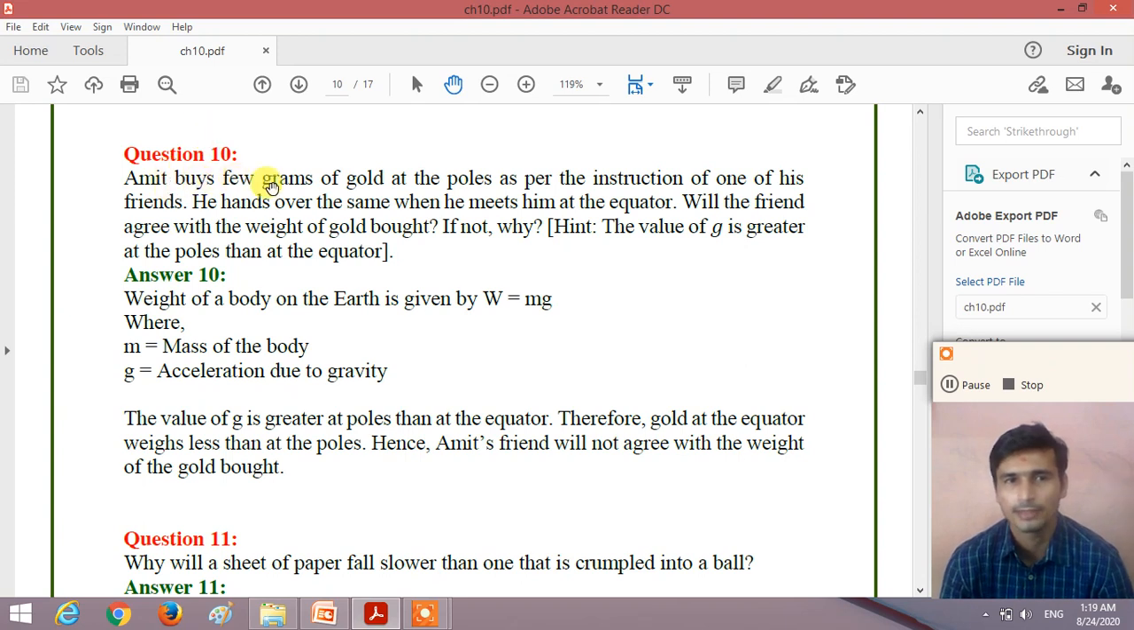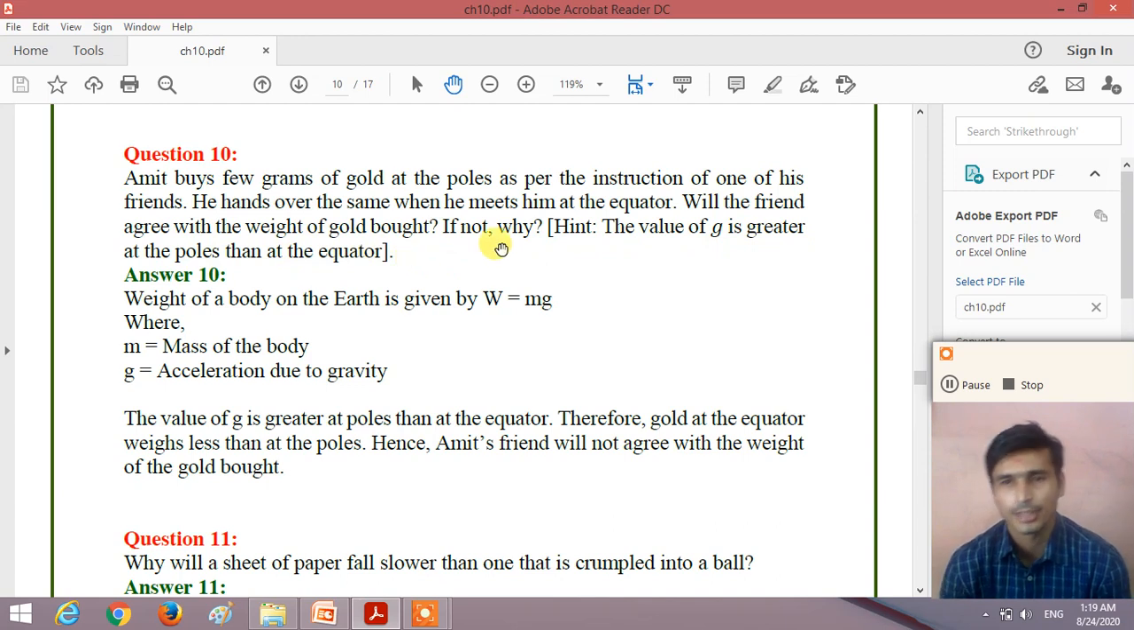Now question number 10. Amit buys a few grams of gold at the pole as per the instruction of one of his friends. He hands over the same when he meets him at the equator. Will the friend agree with the weight of the gold? Why or why not? The value of g is greater at the pole than the equator.